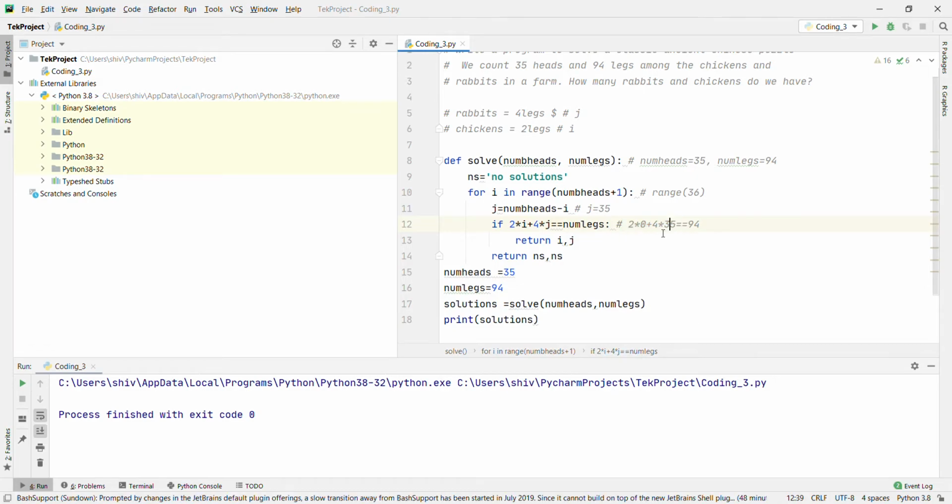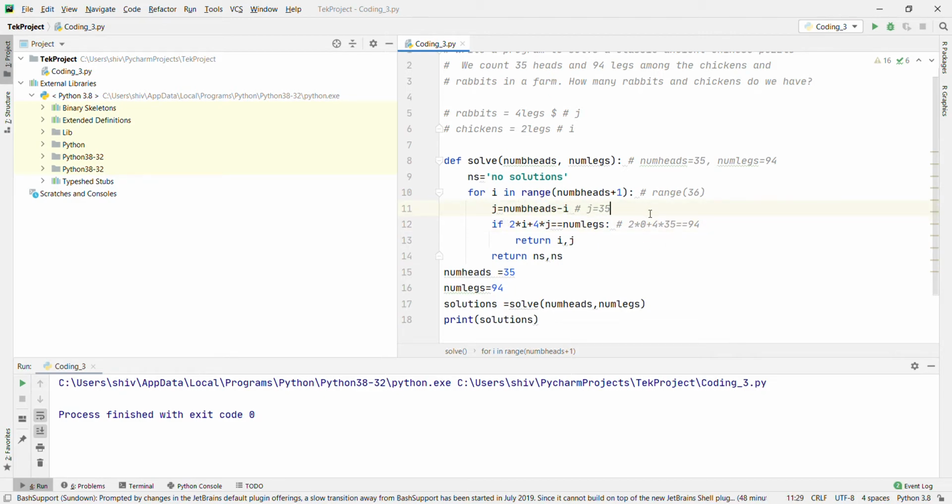Right, 35 multiplied by 4 is 140. And 140 is not equal to 94. Then what are we going to do? Here i is going to increment and j is going to decrement. This is the total count, which should be 35 only.